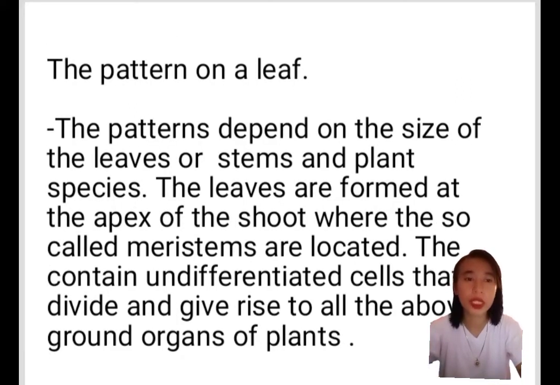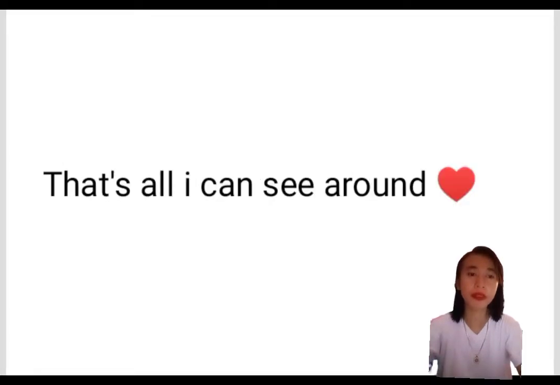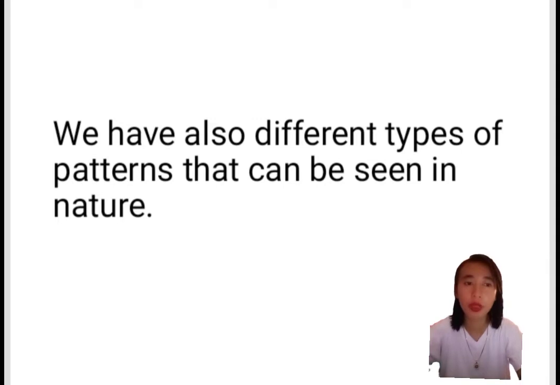The pattern on a leaf. The patterns depend on the size of the leaves or stems and the plant species. The leaves are formed at the apex of the shoot, where the so-called meristems are located. They contain undifferentiated cells that divide and give rise to all above-ground organs of the plant. That's all I can see around. We have also different types of patterns that can be seen in nature.